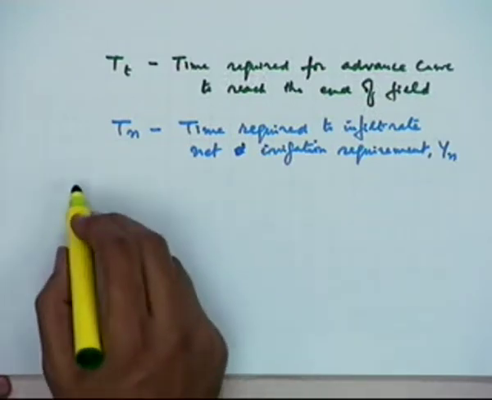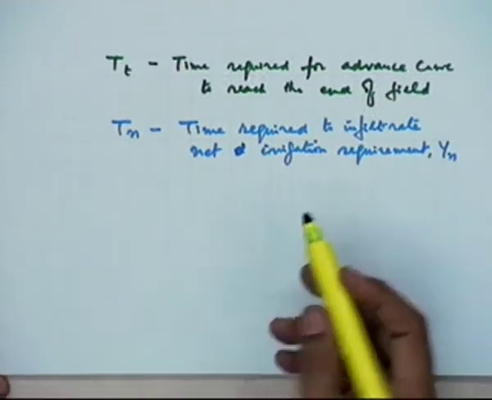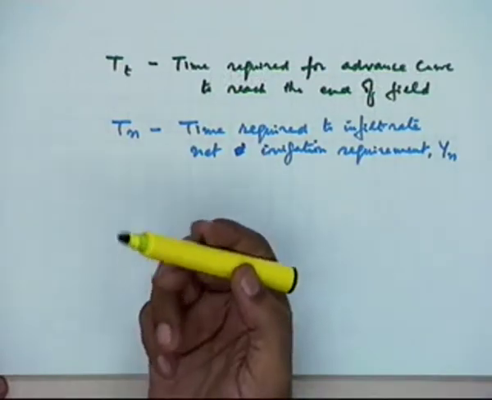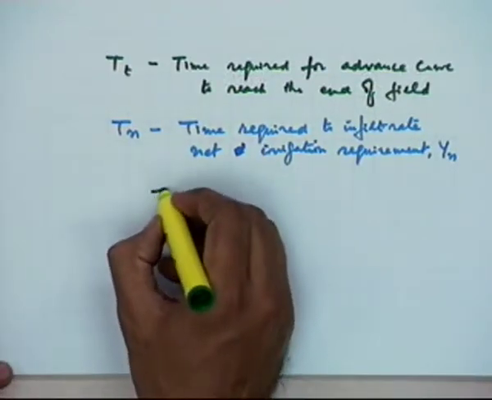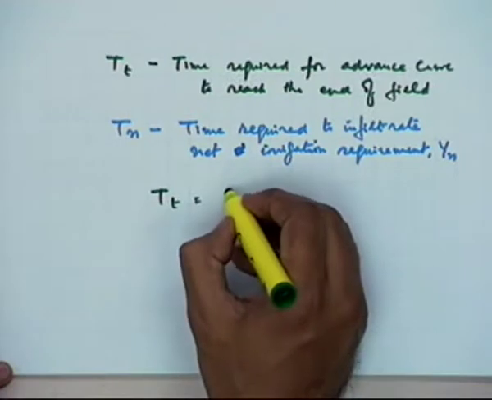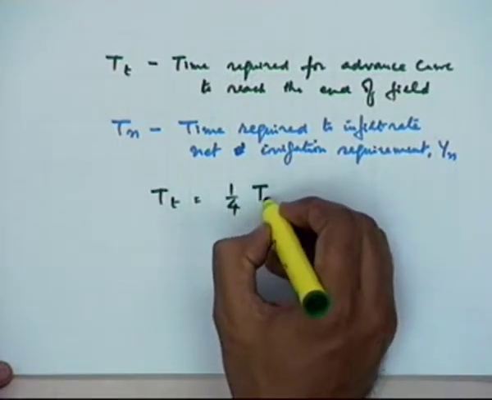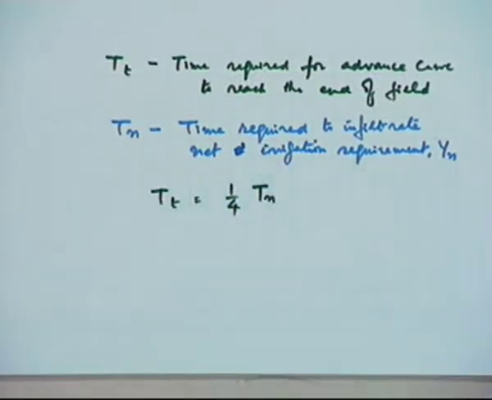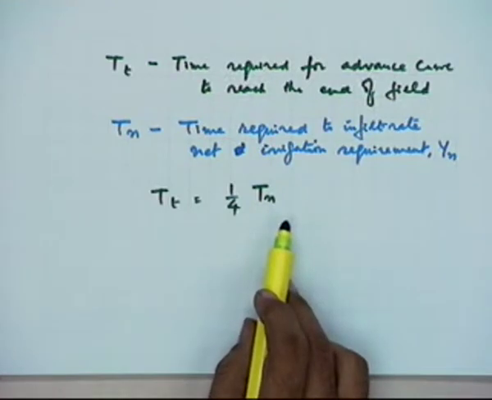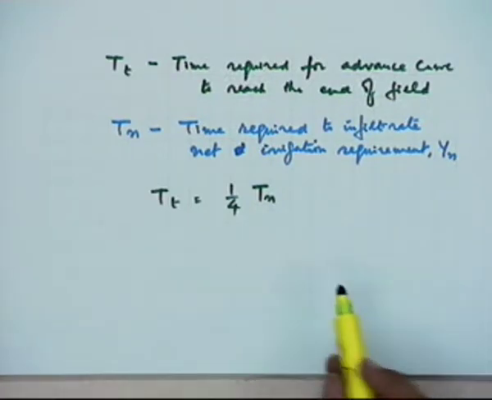For example, right now we'll make an assumption, we'll take one case where we assume that Tt is 1/4 the time of net infiltration. That if your net infiltration is 1 unit, it'll take 1/4 the time for the advance curve to reach the downstream end. So if we make that assumption, there can be various cases.